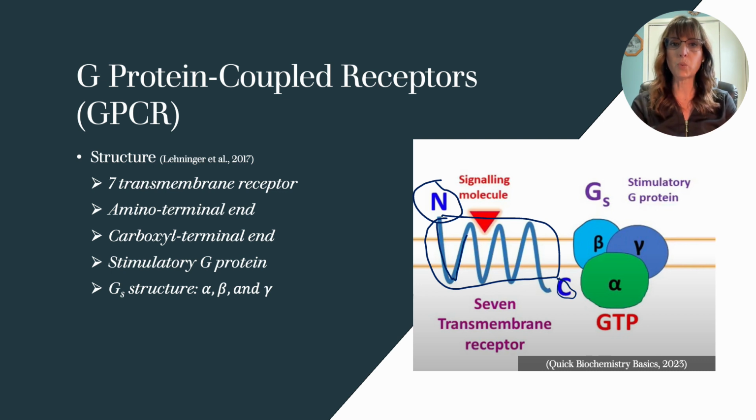Now, this receptor works with something called GS, or stimulatory G protein. It has 3 parts: a beta, a gamma, and an alpha subunit. This is key to understanding how the signaling process works.